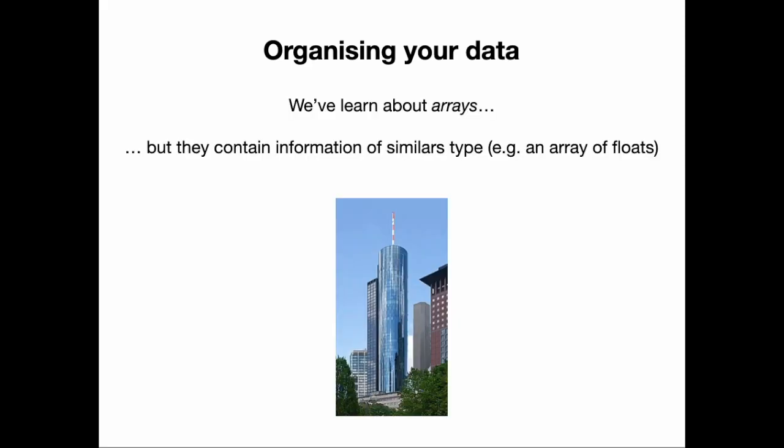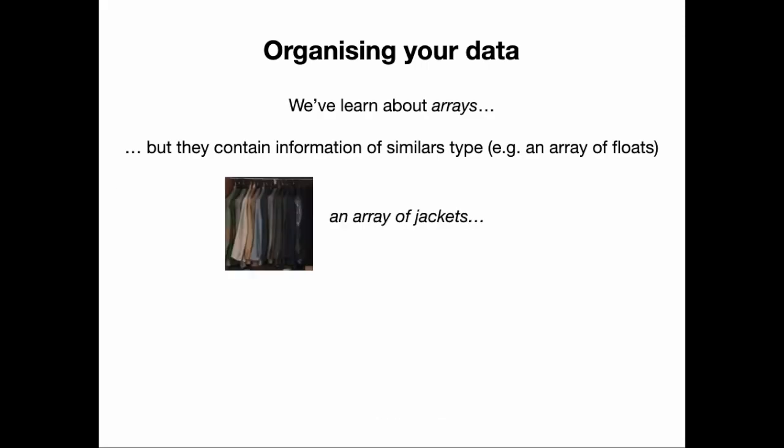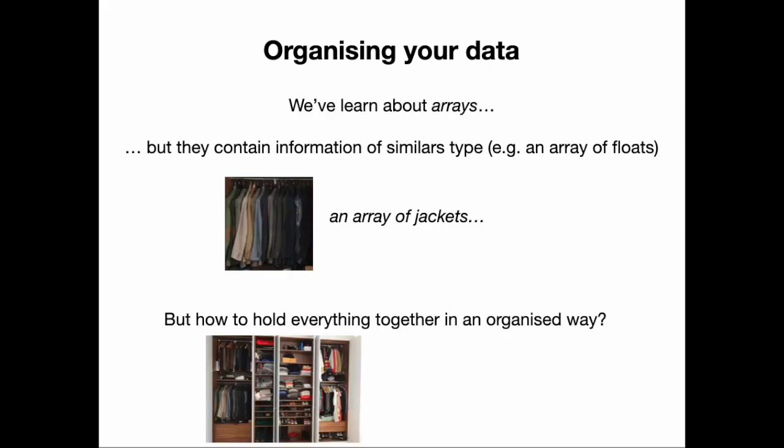So last week we learned about arrays. And arrays are one way to store information in the same object. One thing about arrays is that they contain information of similar types. For example, an array of floats. So an array could be used, for example, to represent an array only of jackets, which would all be of the same types. But the question is how to hold everything together in an organized way.